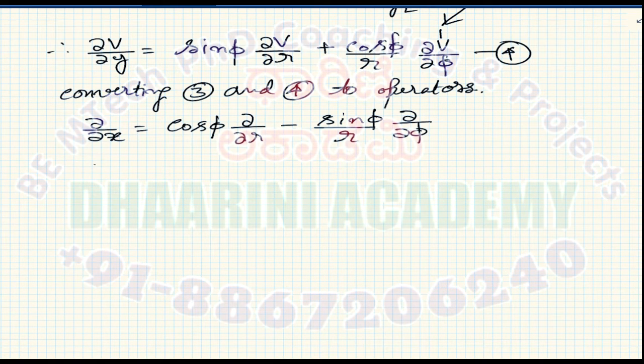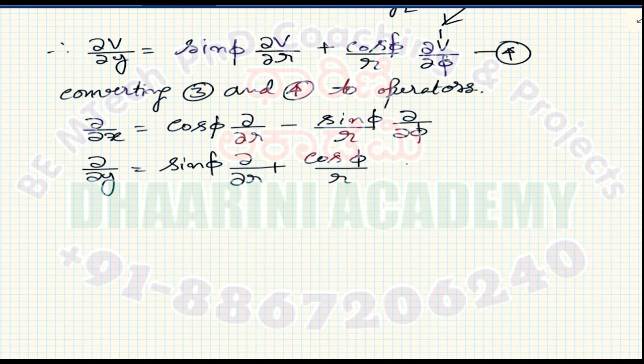Next, I write the ∂v/∂y. I convert that into this. So ∂/∂y is equal to sin phi ∂/∂r plus cos phi divided by r into ∂/∂phi. This is equation number 5. This is equation number 6.